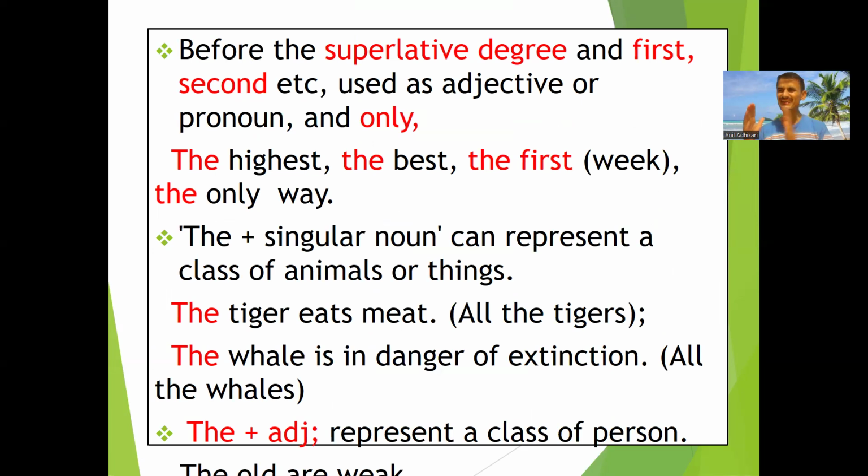Ending with est, like tall, taller, tallest, fat, fatter, fattest, thin, thinner, thinnest. Similarly, beautiful, more beautiful, most beautiful. For the superlative degree, we use the. Always remember, before the superlative degree, we use the, and before first, second, third, that type of number, but not 1, 2, 3. We don't use the before 1, 2, 3, but we use the before first, second, third, fourth, fifth, like that. In this way, remember the point.